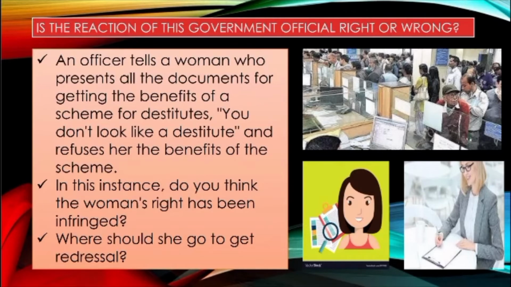An officer tells a woman who presents all the documents for getting the benefits of a scheme for destitutes, "You don't look like a destitute," and refuses her the benefits of the scheme. That means here a government official says to a woman that whatever documents she provided are not up to the mark and she doesn't deserve the benefits of the scheme. By looking at her face, we can't know whether she deserves it or not, and if her documents are correct, then definitely she has a right to take the benefit of the scheme.